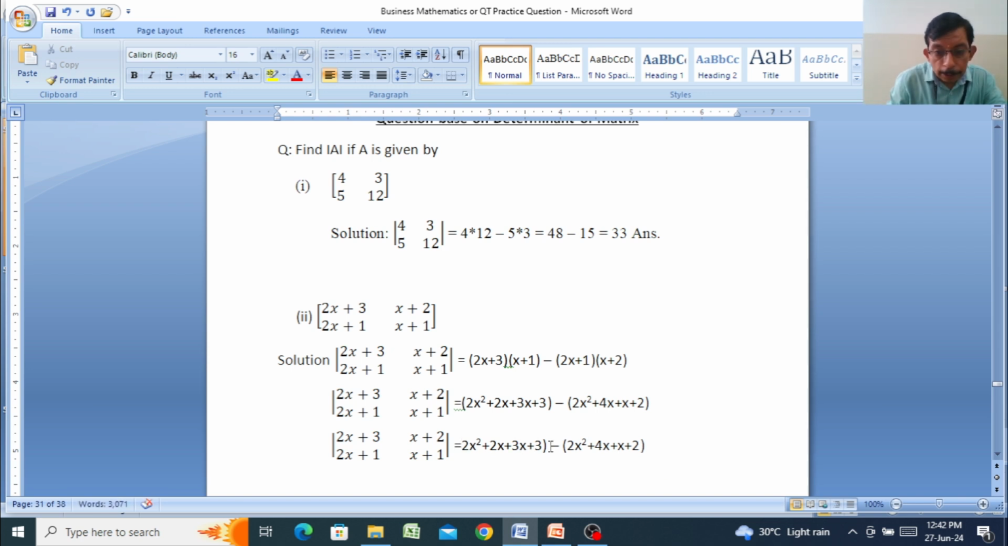Open the bracket. For the second bracket, the sign is minus, so all the elements change sign when the bracket is opened: minus 2x square, minus 4x, minus x, minus 2. Now simplify.